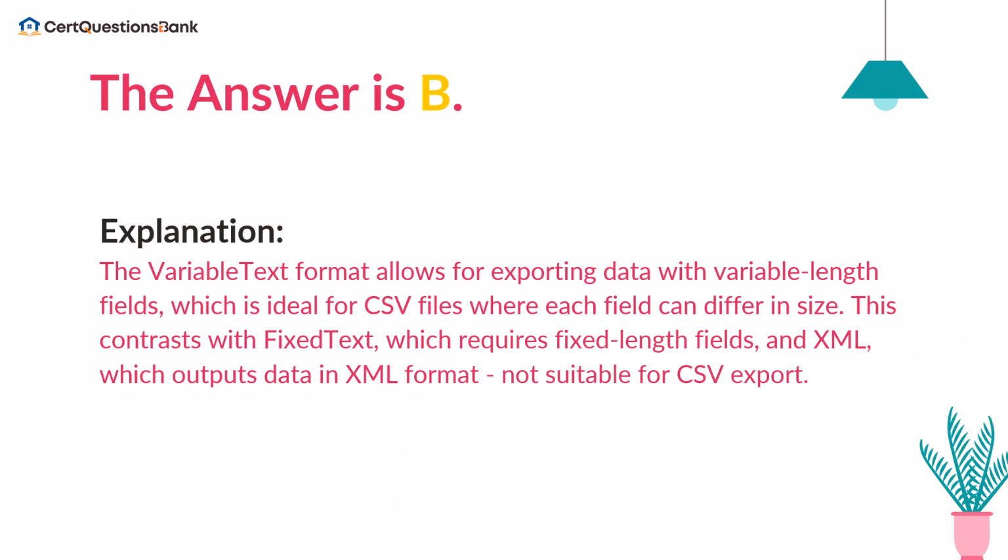The variable text format allows for exporting data with variable length fields, which is ideal for CSV files where each field can differ in size. This contrasts with fixed text, which requires fixed length fields, and XML, which outputs data in XML format, not suitable for CSV export.